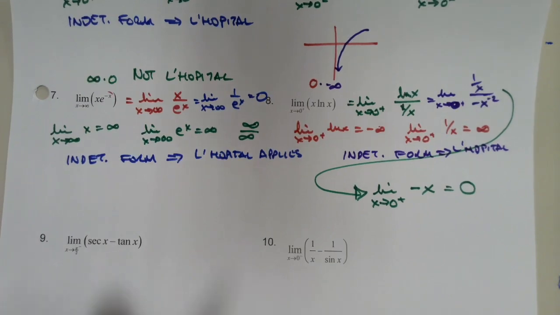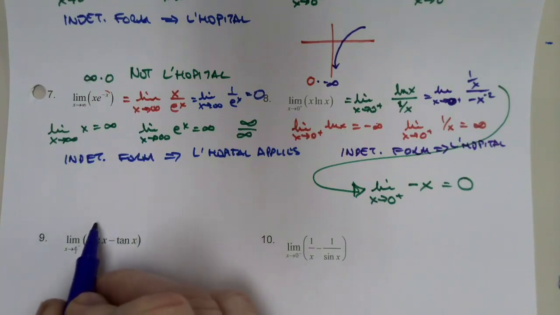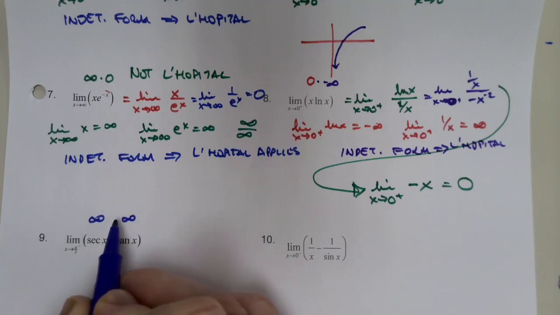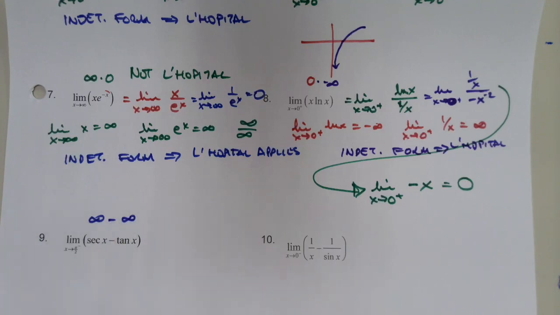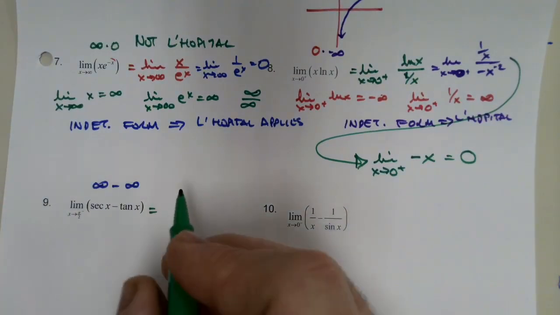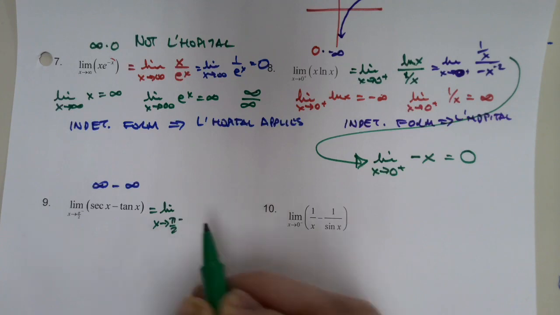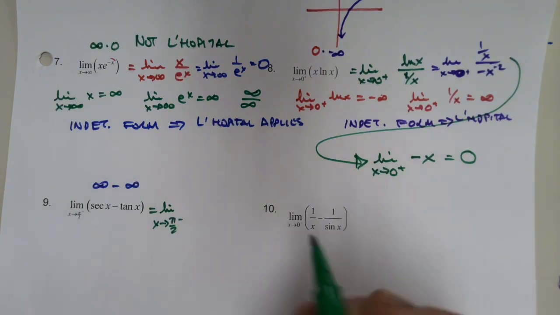Okay. From this one, if you remember what your secant graphs and your tangent graphs look like, as we go to 1/2 pi from the left, this is going to go to infinity, and this one's also going to go to infinity. This is an infinity minus infinity indeterminate form, and also not a L'Hopital form. So what are we going to need to do? Well, we can apply some of our trig laws to this, and we'll still need to take the limit as x goes to 1/2 pi from the left-hand side.